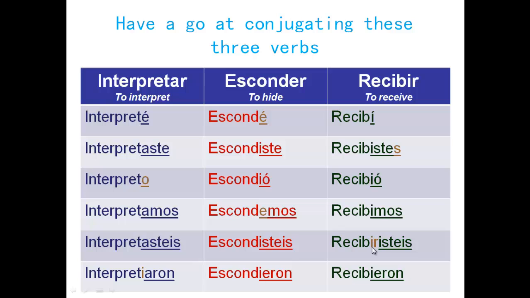And here, classic mistake. The classic mistake we've made there is we've forgotten to cut off the IR. So you can see it's recibir, and here I've written recibiristes. It's recibiste, so you cut off that IR. So it should look like that. So there is a correct collection of the conjugations. Feel free to print this screen off or make a note of these endings.